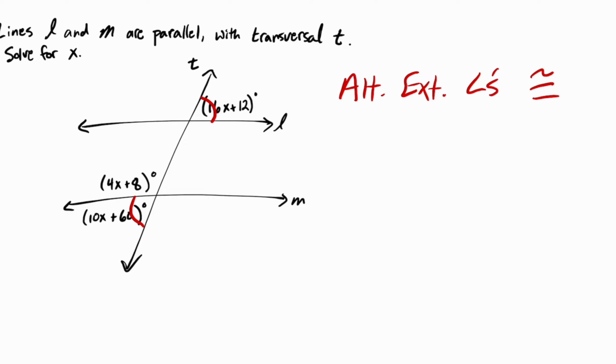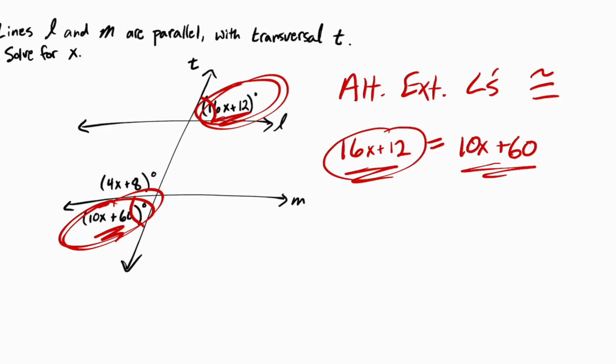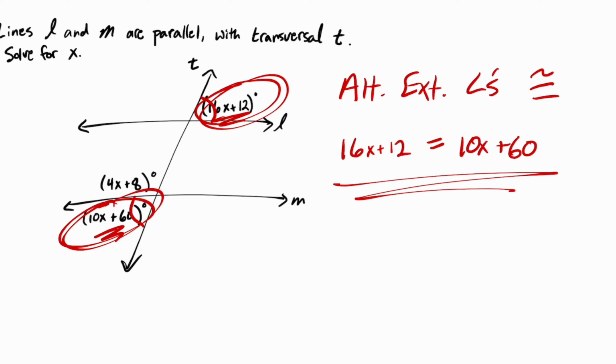So that would be our first equation that we would set up, which is 16x plus 12, and that's coming from here, equals 10x plus 60. Again, because we know that these two angles are equal, then we know that this stuff that it's telling us about each angle must also be equal. So you have one angle on one side of your equal sign, the other on the other side. That is an equation we could set up to solve for x.